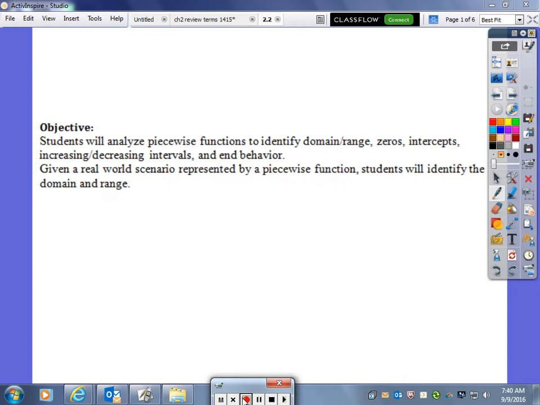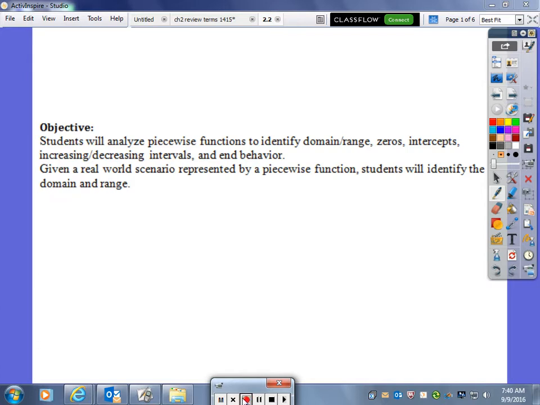Hello everybody and welcome to our second lesson in our unit Absolute Value and Piecewise Functions. Last time we talked about absolute value functions. Today we will analyze piecewise functions.